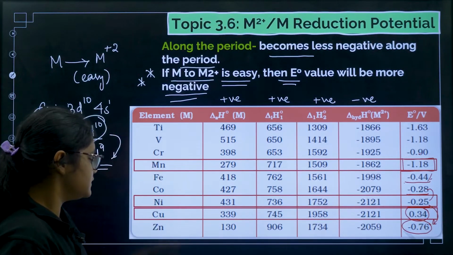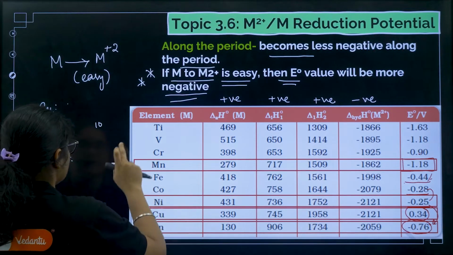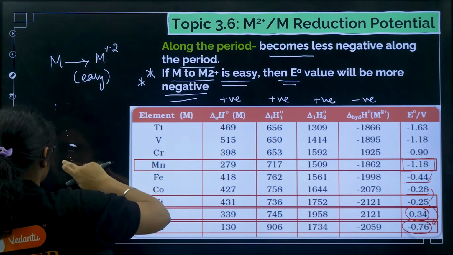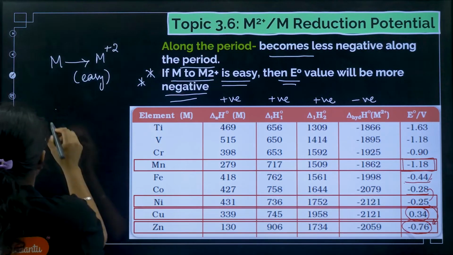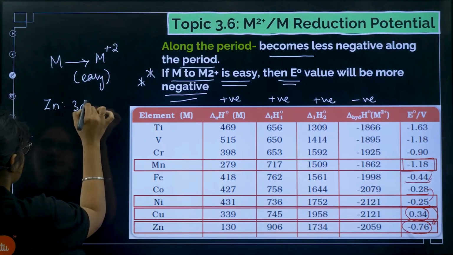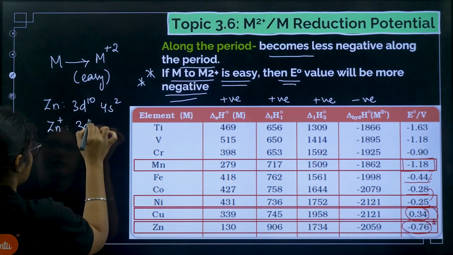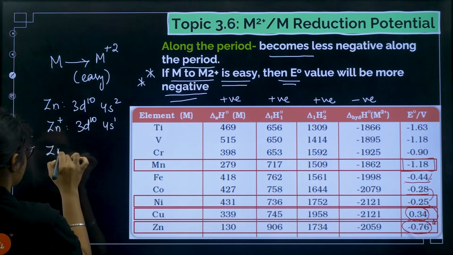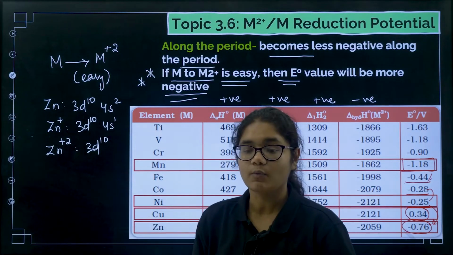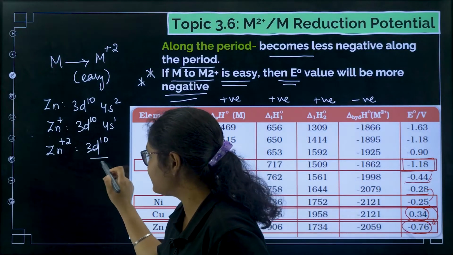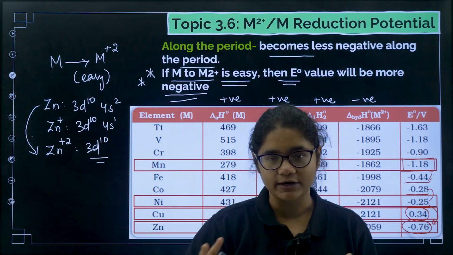Okay, now coming to zinc. Again we will explain on the basis of electronic configuration, right? Zinc's electronic configuration is 3d10 4s2. Zn plus will have 3d10 4s1. Zn2 plus will have 3d10 configuration, right? Now what happens here in 3d10? Is it a very stable configuration? 3d10 is fully filled. Then will the metal easily convert from Zn to Zn2 plus?